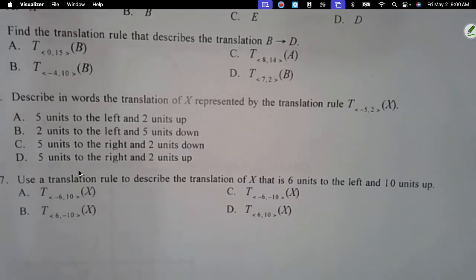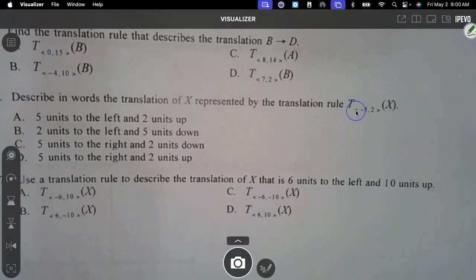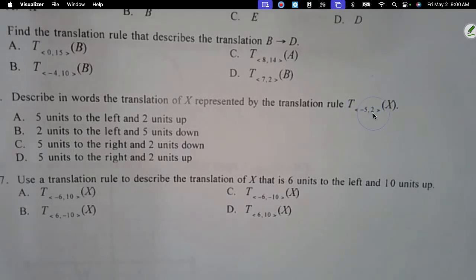Cannon, we're on number 6. We just got A. This number right here means left 5. That number right there is positive, so that means up 2. Yes, ma'am. So that's how we got A. 5 to the left, up 2.